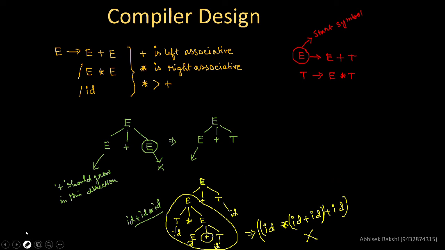Assume a situation where we started from E, obviously, because E is the start symbol. E to E plus T, and then we have grown this side, E to E star T, and then again E to E star T. That means from this tree I can say that this star will be acted first because it is in the higher level. So star is right associative.